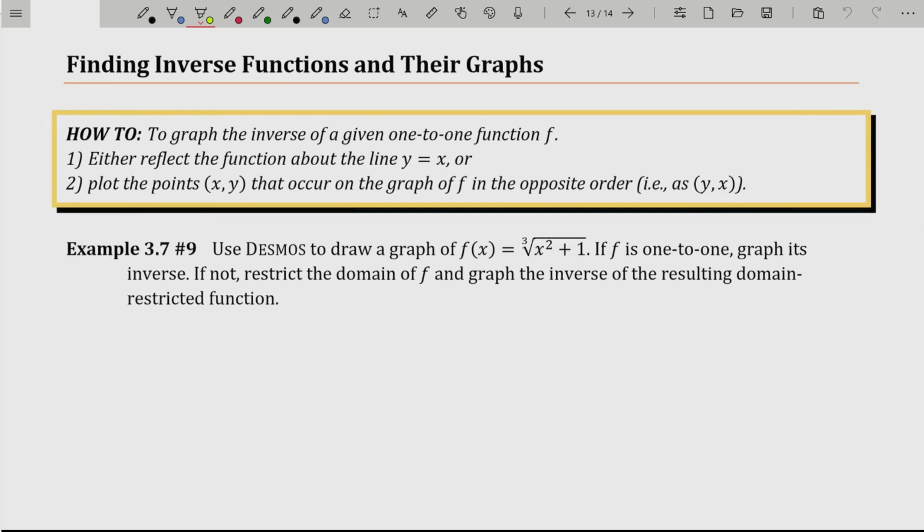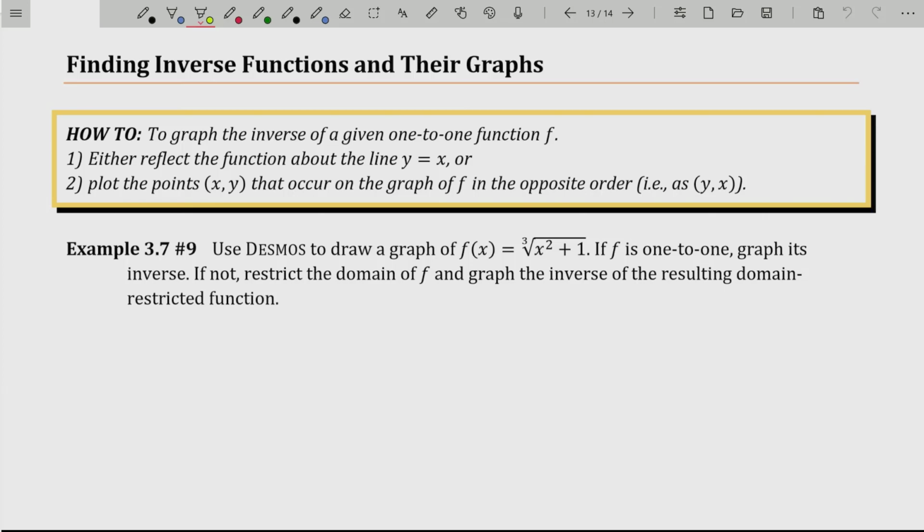To graph the inverse of a given one-to-one function f, there are a couple choices. You could either graph the original function and reflect that about the line y equals x, or you could plot the points (x, y) that occur on the graph of f in their opposite order. And that is because the values of x and y swap when you're dealing with the inverse function.